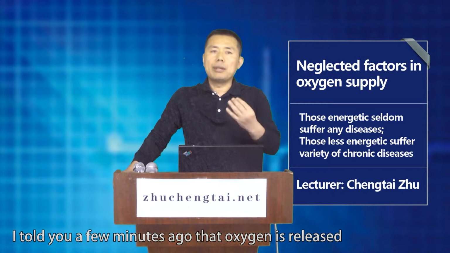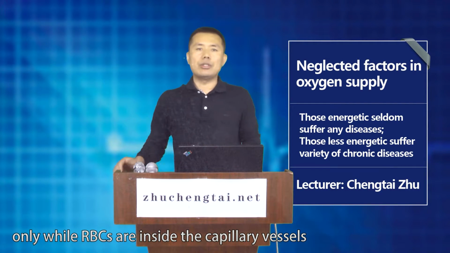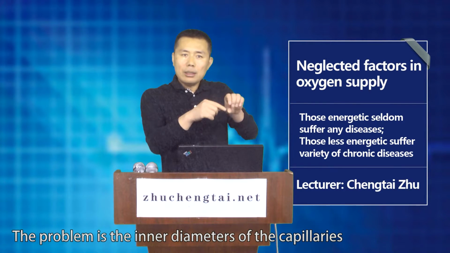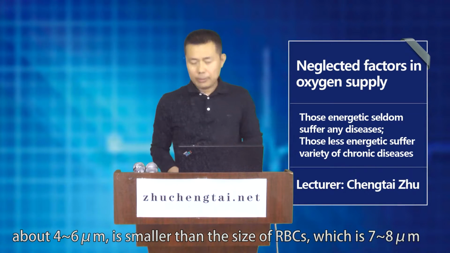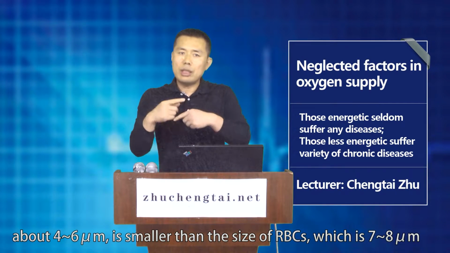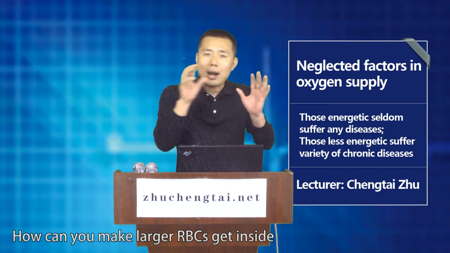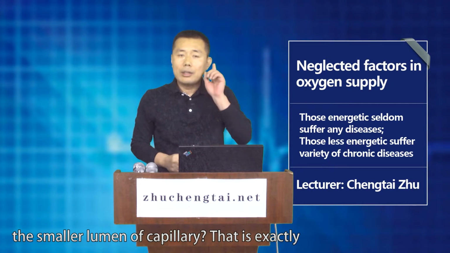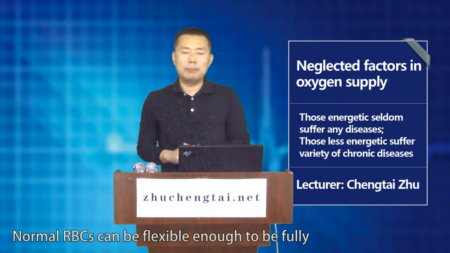I told you a few minutes ago that oxygen is released only while RBCs are inside the capillary vessels. The problem is the inner diameter of the capillaries, about 4 to 6 micrometers, is smaller than the size of RBCs, which is 7 to 8 micrometers. How can you make larger RBCs get inside the smaller lumen of a capillary? That is exactly where RBC flexibility comes into play.